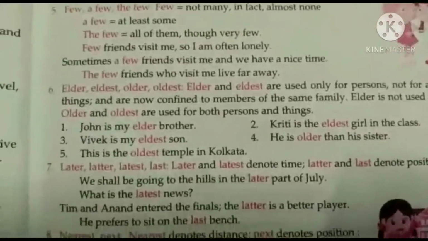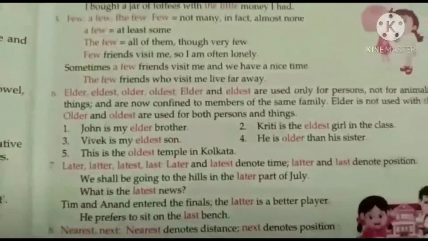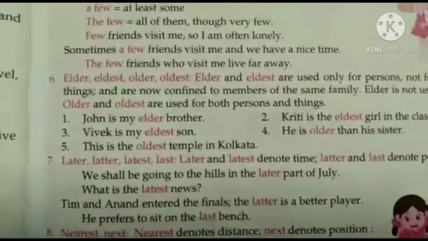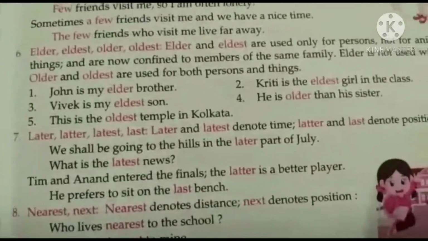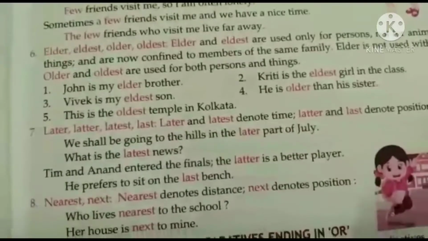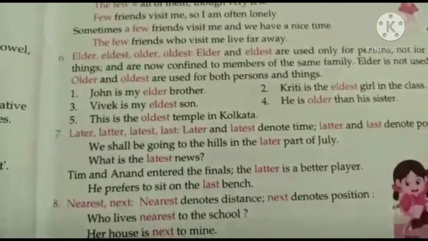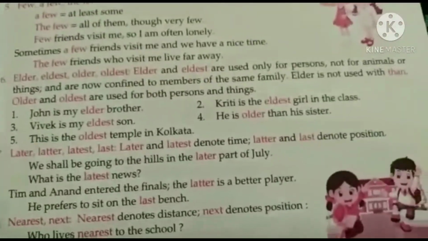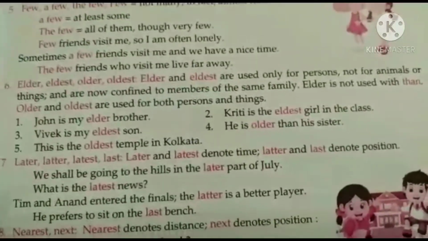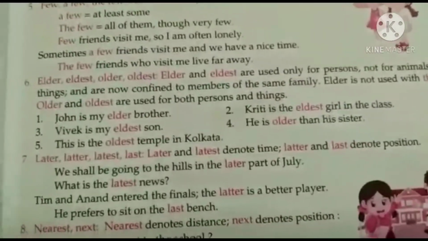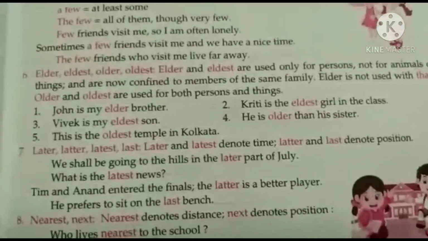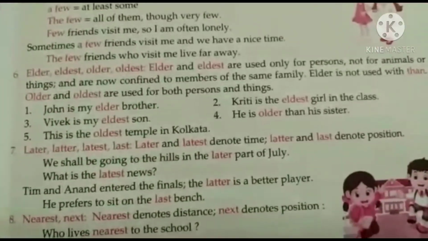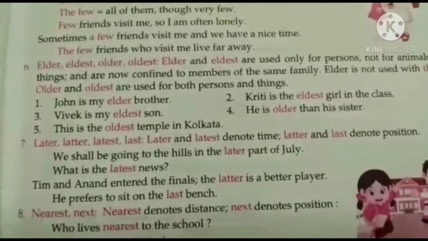Elder, eldest, older, oldest. I will tell you in detail. We see here, the sixth one: elder, eldest, older, oldest. Elder and eldest are used only for persons, not for animals or things, and are confined to members of the same family. Elder is not used with than. Older and oldest are used for both persons and things.